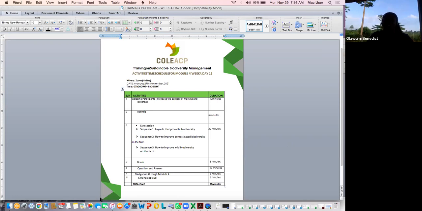wild biodiversity. Then sequence 3 is how to improve wild biodiversity on the farm. So these are different ways of doing this. Then we'll go on break, and when we come back, it's going to be a lot of question and answer. We're going to do a lot of interaction and a lot of explanation. So then after that, we're going to navigate through module 4.